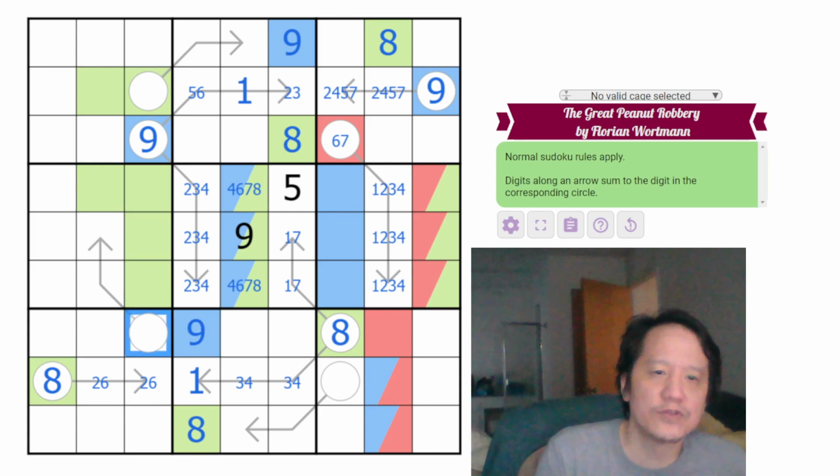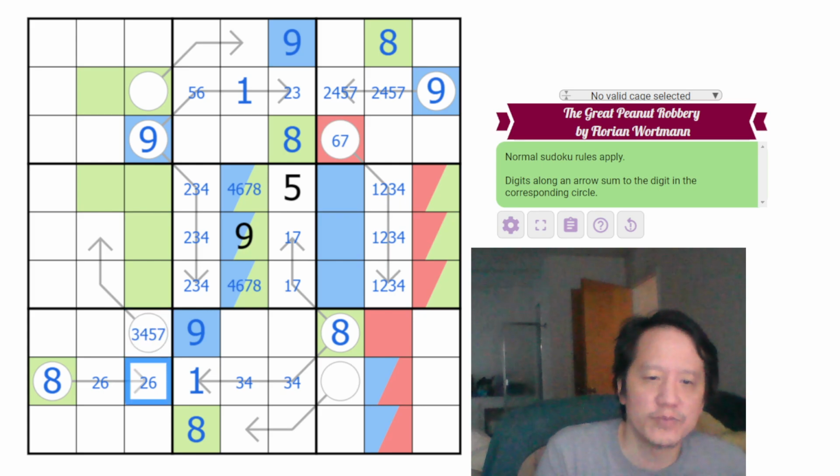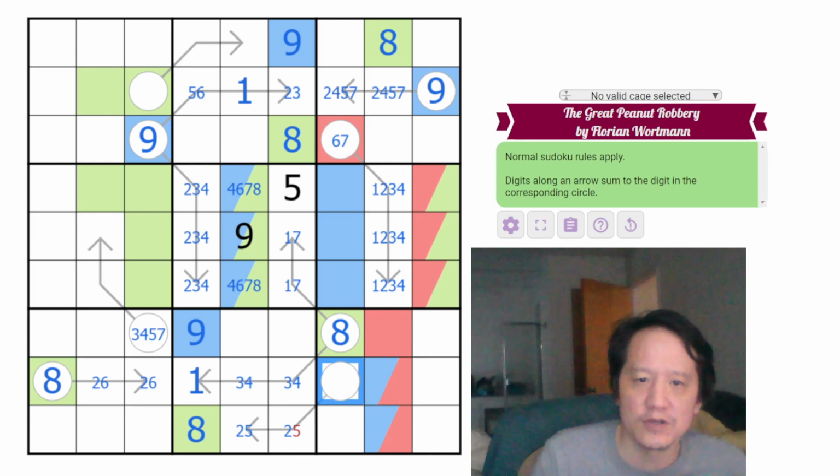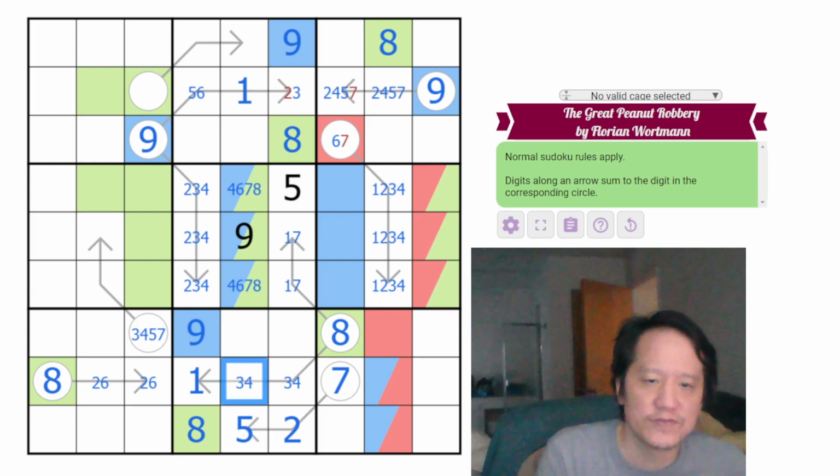So this can be 3 through 7. It can't be 6, obviously. 3, 4. So this is at least 2 and 5. It has to be 2 and 5 because there cannot be a 9 here. So this is 7, this is 2, this is 5. Which makes this 3 and 5.